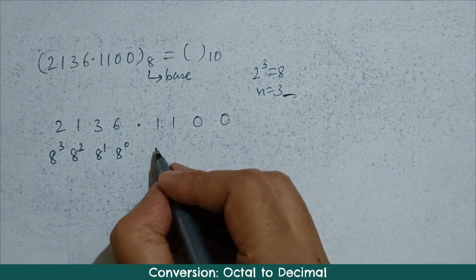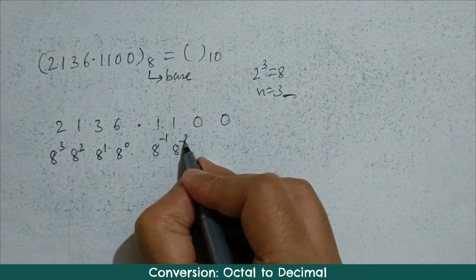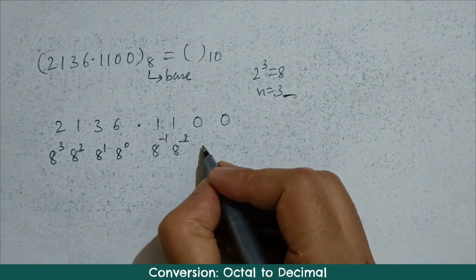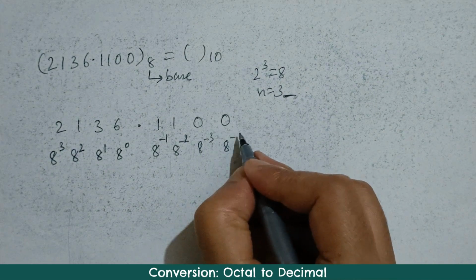of the number, which is just after the point, multiply 1 by 8 to the power of minus 1, multiply 1 by 8 to the power of minus 2, multiply 0 by 8 to the power of minus 3, multiply 0 by 8 to the power of minus 4.